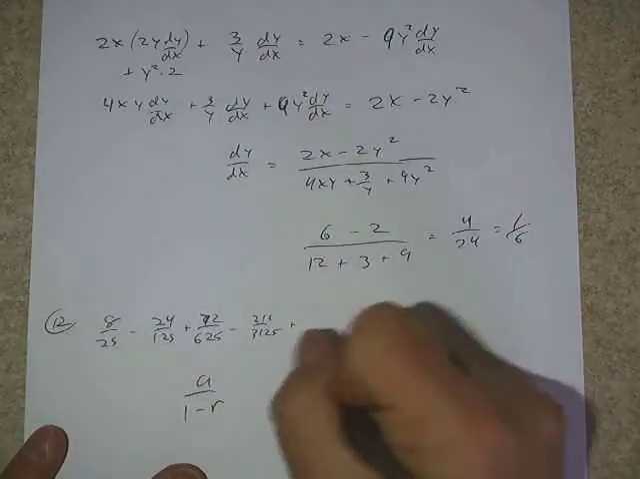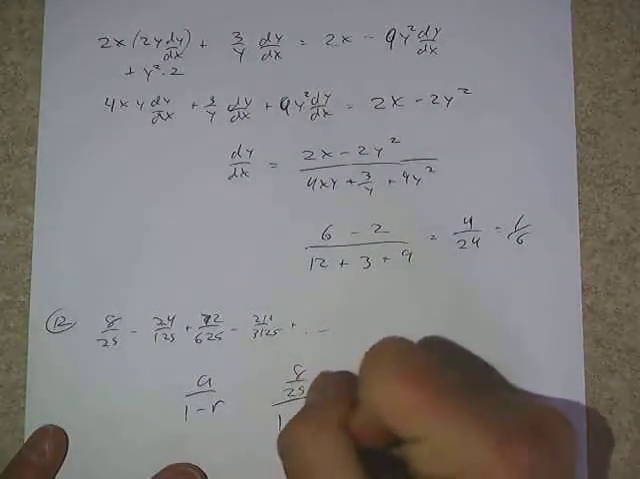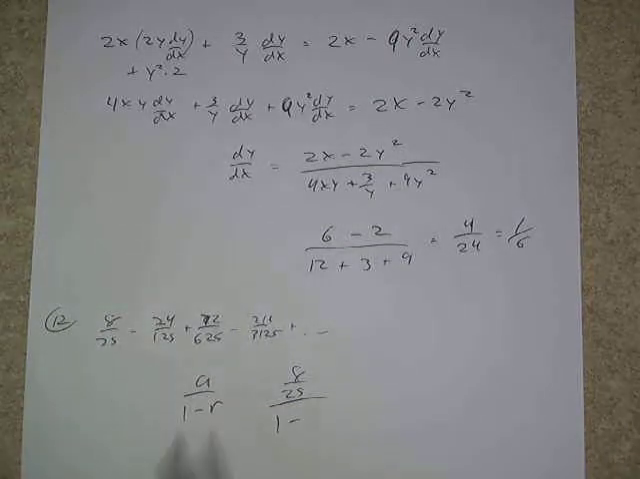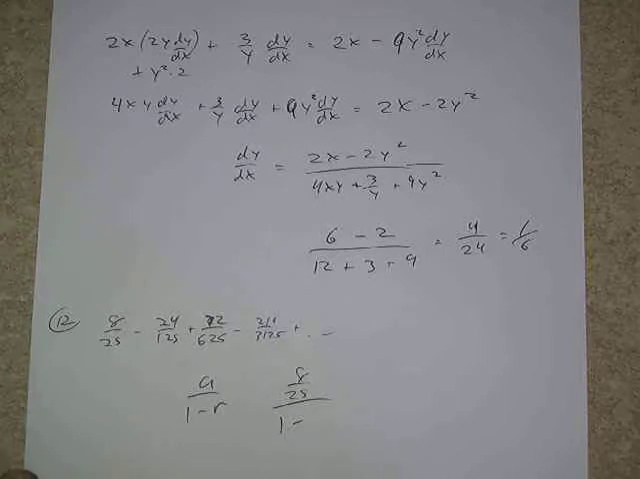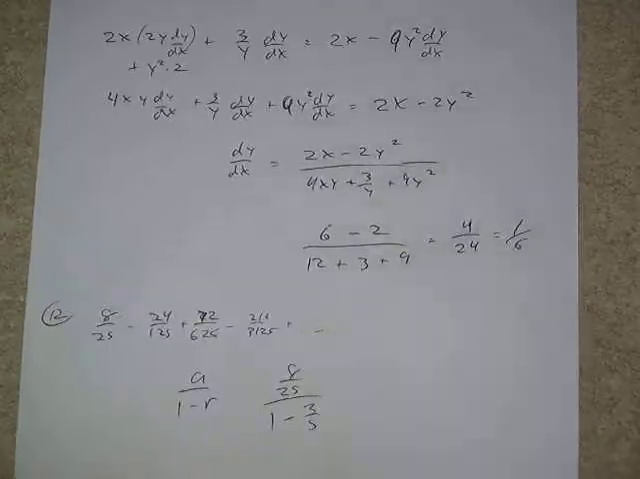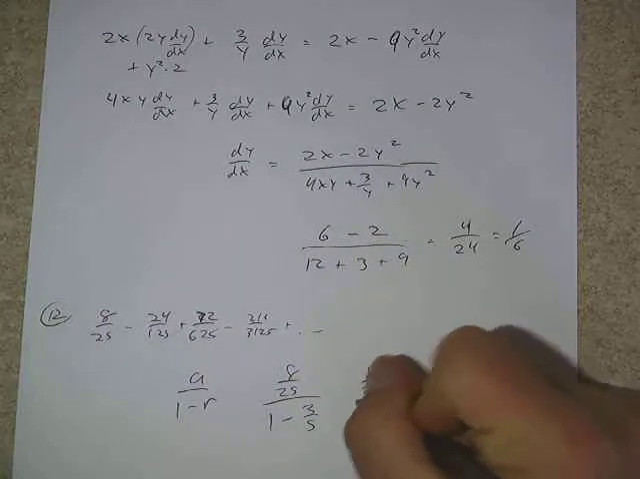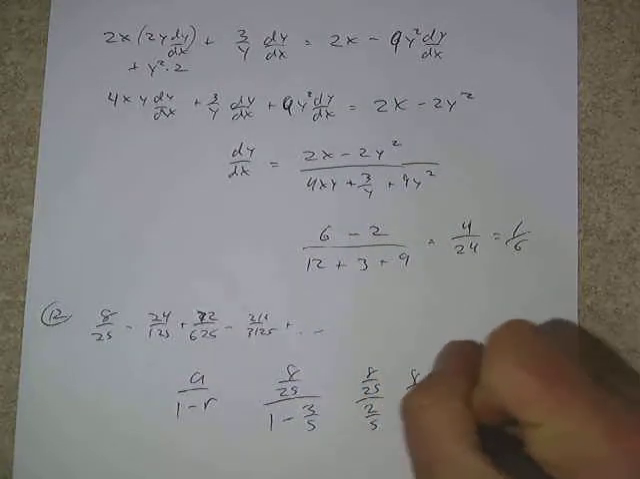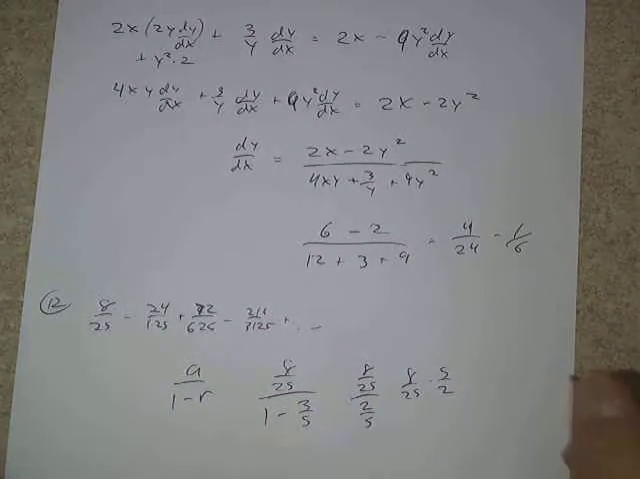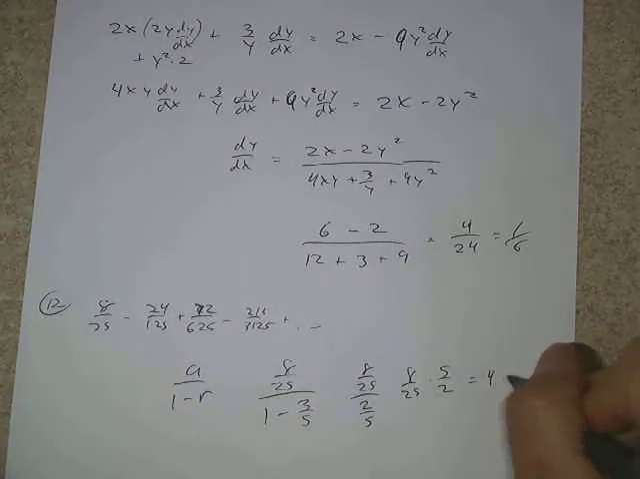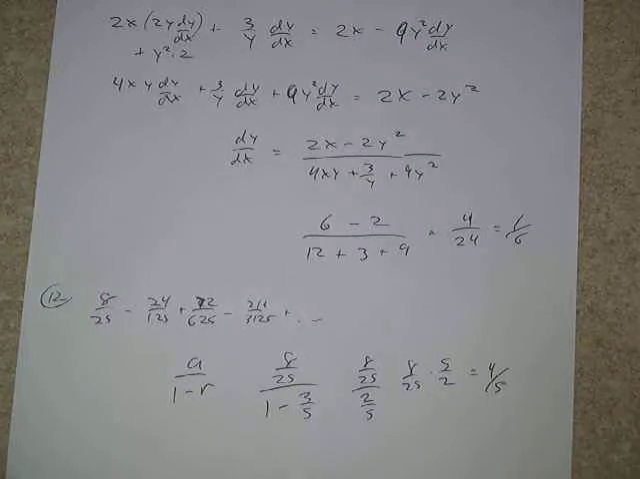Ready? 12. Okay, and on 12 we have 8/25 minus 24/125 plus 72/625 and so on, which gives us 8/25 minus 24/125 plus 72, 216/625. And then from there it says the sum of this infinite geometric series is blank. Ultimately we know that it's a over 1 minus r. Okay. And our a is 8/25.